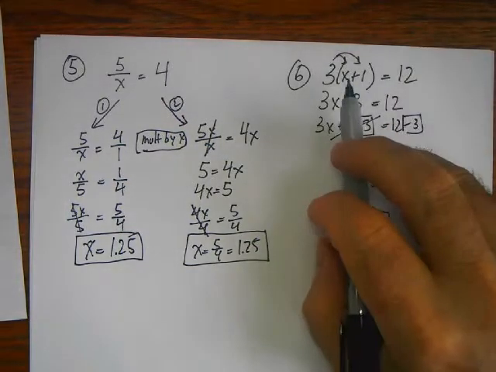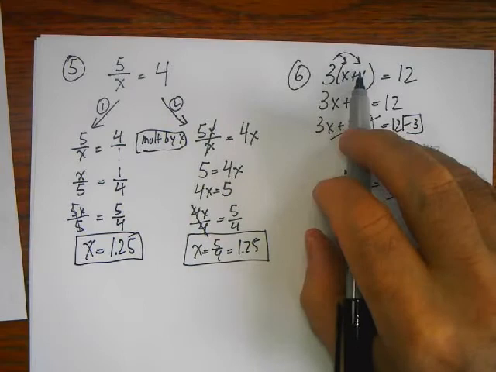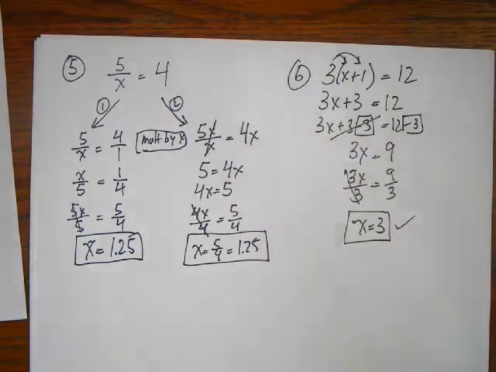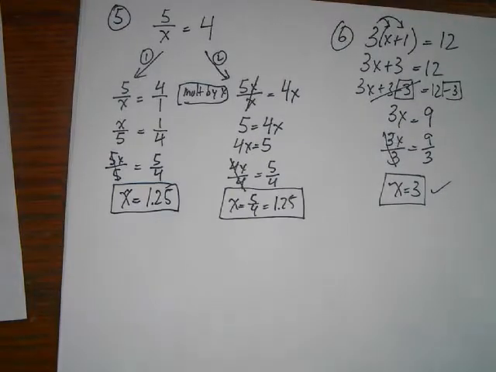This one I could easily plug in. So if x was 3, don't forget you've got to do inside the brackets first. 3 plus 1 would be 4. 4 times 3 is 12. So we know that's right.